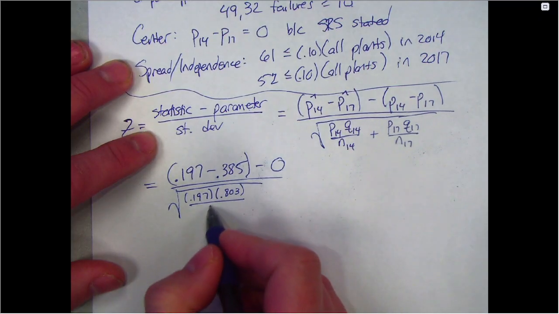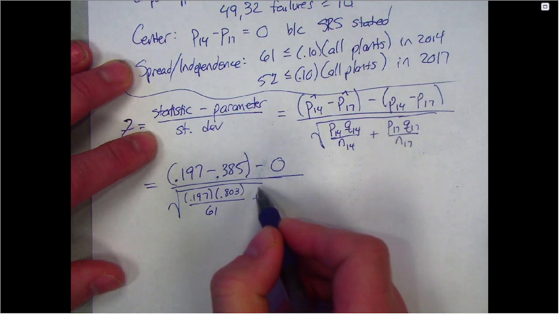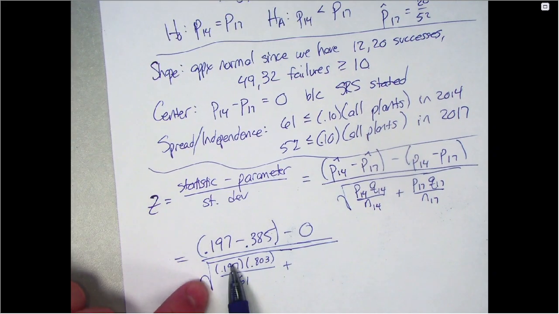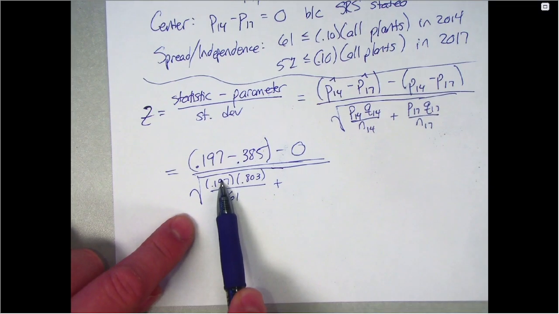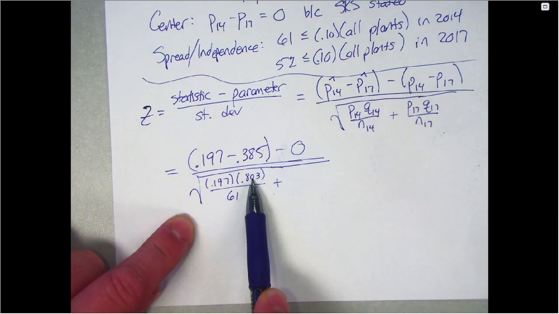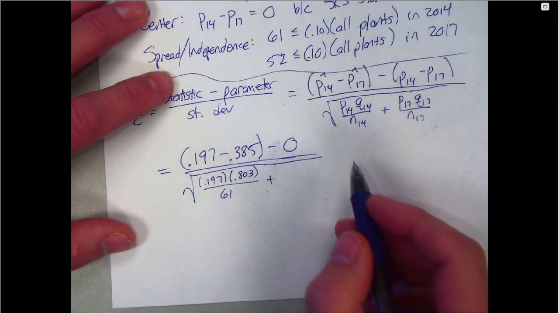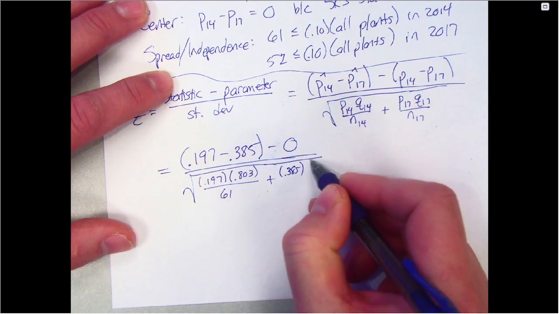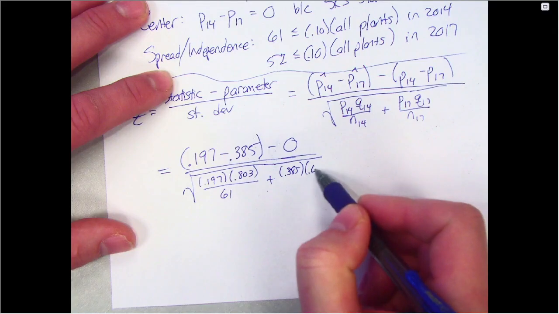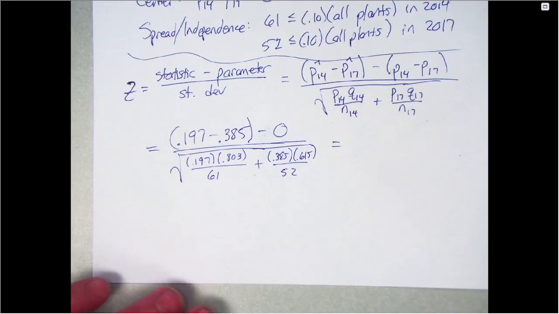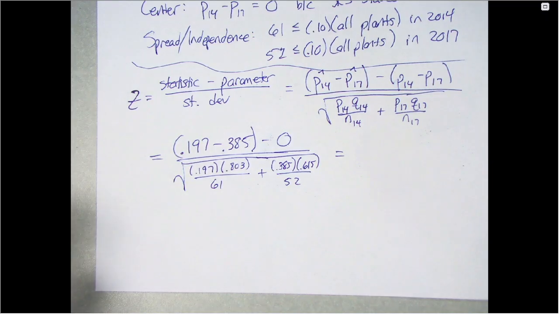And in 2014, there was 61. If you did 12 over 61 here, that's totally fine. You would just do 49 over 61 here, because you do it in fractions instead of decimals. And then your next one, I'm going to do 0.385, so that would be 0.615, then 52. Question on where I'm getting any of these numbers from? Seem okay? Okay. Now we can go to our calculator.